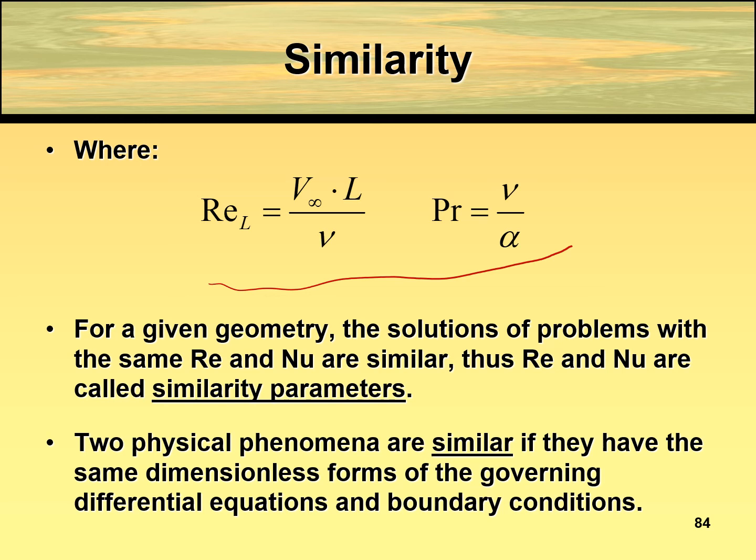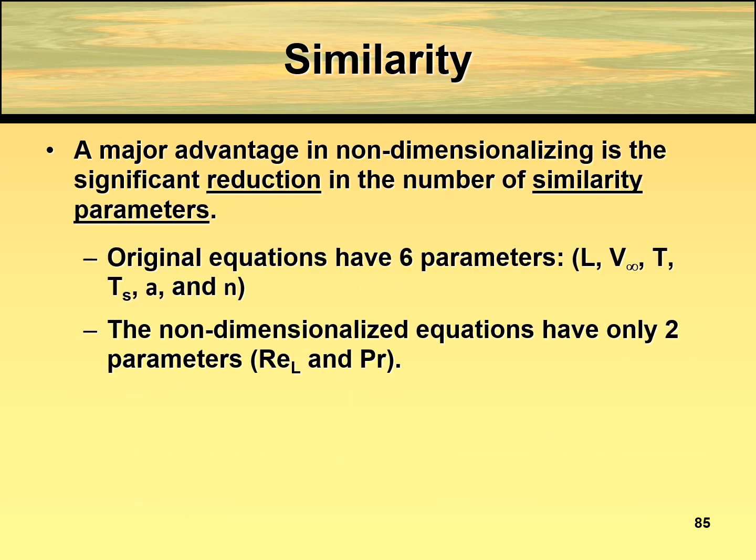Okay, so the two physical phenomena are similar if they have the same dimensionless form of the given differential equation and the boundary conditions. Okay, so a major advantage in non-dimensionalizing is the significant reduction in the number of similarity parameters. Okay, so when you do the mapping, you put the presentations, it becomes less presentation. It can be simplified presentation-wise.